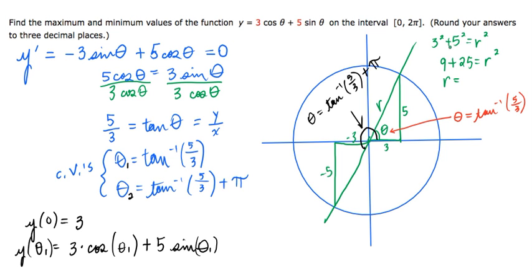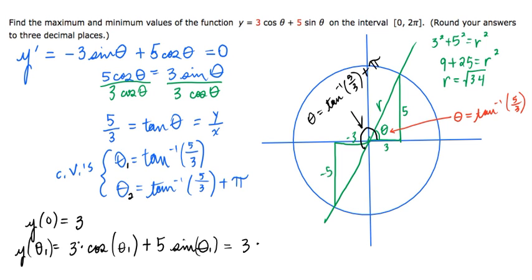So 9 plus 25 is 34, so the radius is the square root of 34. Or let's see, 34, I can divide that by 2 to get 17, but that's prime, so it's not going to reduce. Okay, so that information I can use to find cosine of theta and sine of theta. So cosine of theta is equal to x over r, so it's equal to 3 over root 34.